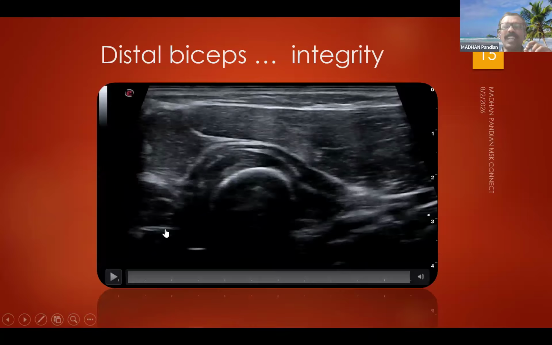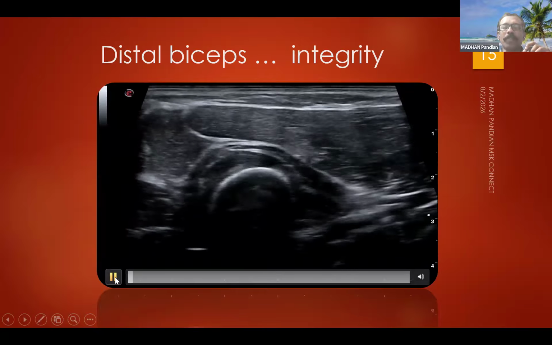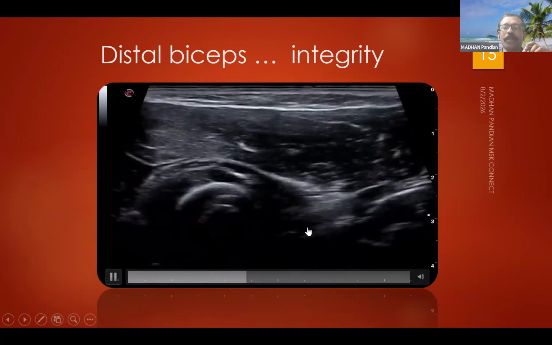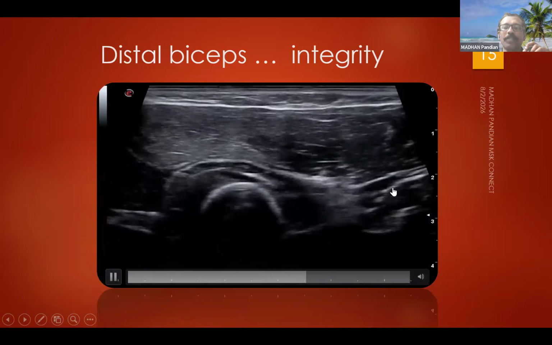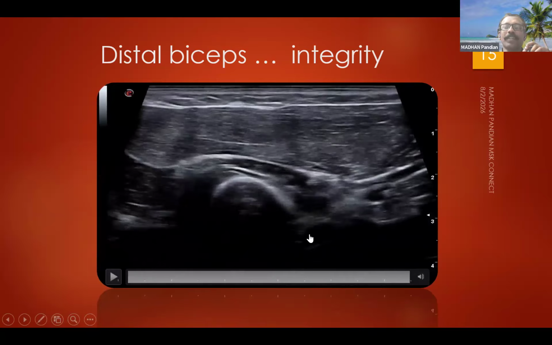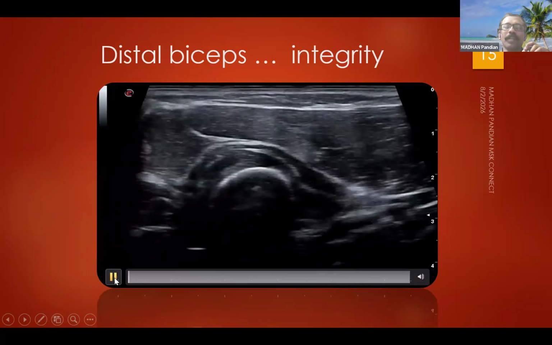If you really look for the integrity of the long head of the biceps, you can actually do a proper dynamic maneuver. You can do a flexion. You can do a proper flexion of the elbow. Then you can see if there is any disintegrity of the tendon. Right? This is how the tendon looks like.